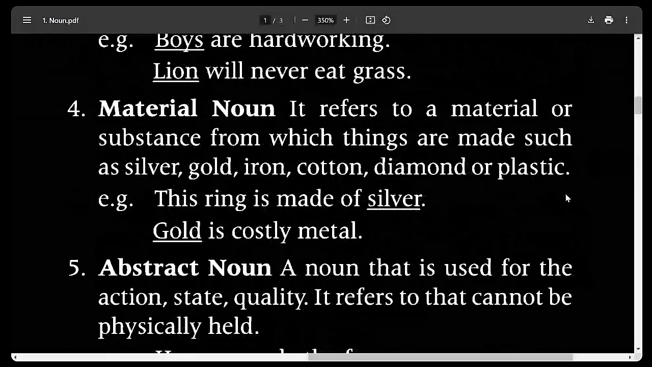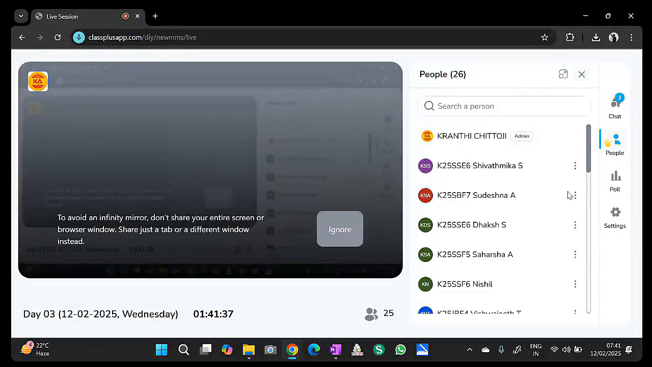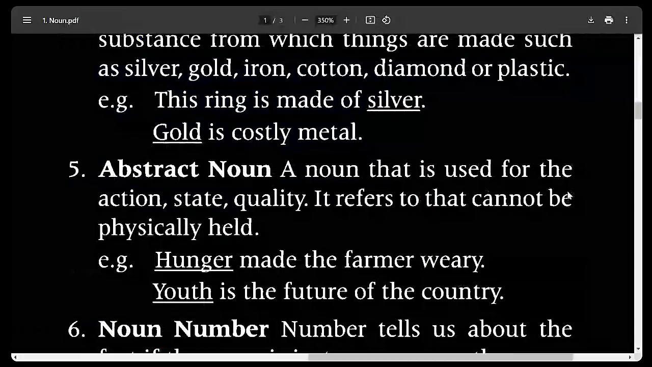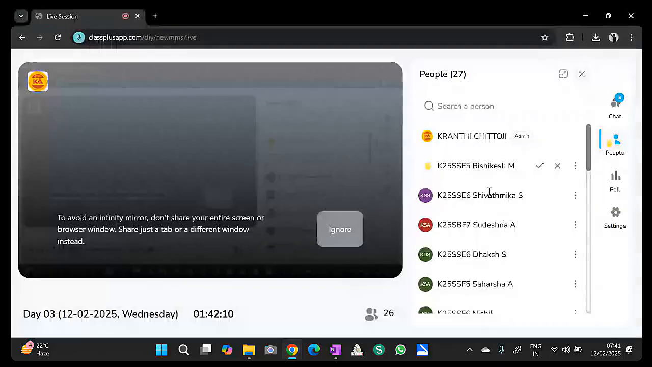Abstract noun. What is abstract noun? A noun that is used for the action, state, quality. It refers to something that cannot be physically held, which we cannot see, touch, smell, or feel, but it is still existing. That is called abstract noun. Hunger. Hunger made the farmer weary. Hunger means when we are feeling hungry, we want to eat anything. The hunger is not visible, but that is a noun. It's a name given. That's why it is called hunger. Youth is the future of the country. The youth of a person, the young age of a person is not seen. So it's also an abstract noun.